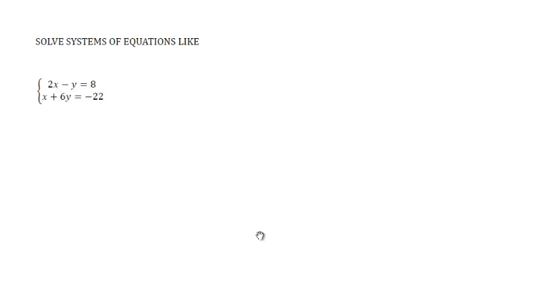Now the second example. In order to make the x's have opposite coefficients, I need to multiply the bottom equation by -2. First equation stays the same. Bottom equation becomes -2 times x, -2 times 6y, which is -12y, and -2 times -22, which is +44. Now we can add these together and eliminate the x's. A -1y and a -12y is -13y. Divide both sides by -13, y is -4.